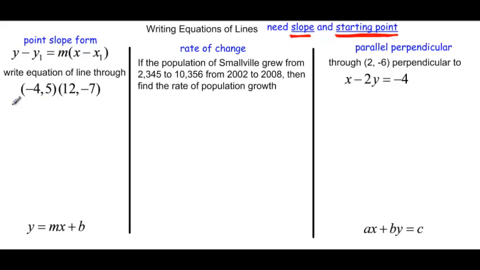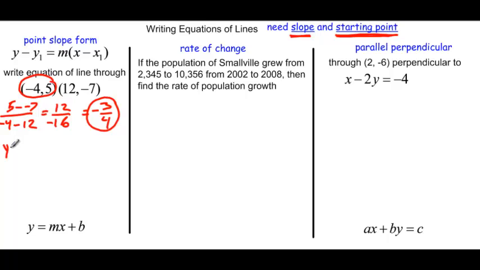So I'm going to take 5 minus negative 7 and put that over negative 4 minus 12. So here we have positive 12 over negative 16. And then I want to reduce, obviously, so I'm going to take out what I need, negative 3/4. Okay. Now, I'm going to go ahead and now that I have a slope, I need a starting point. Now, a starting point can simply be point slope form. So we have x and y. So I'm going to pick this point right here and plug it in.